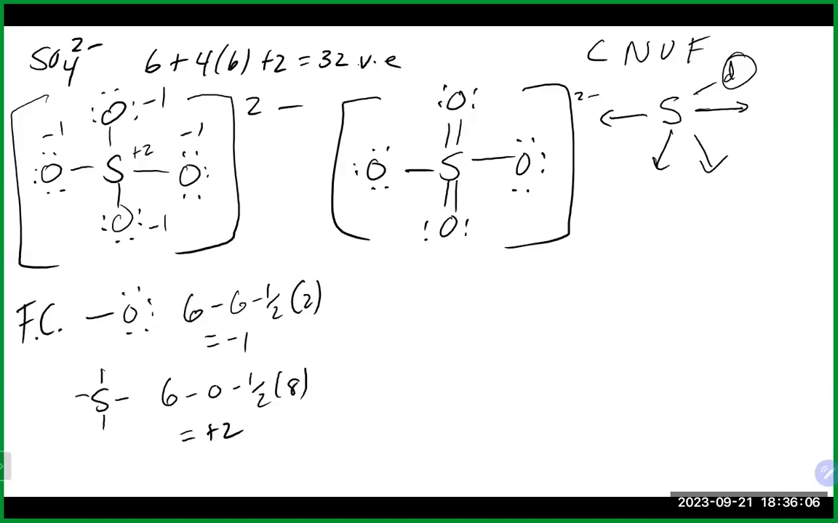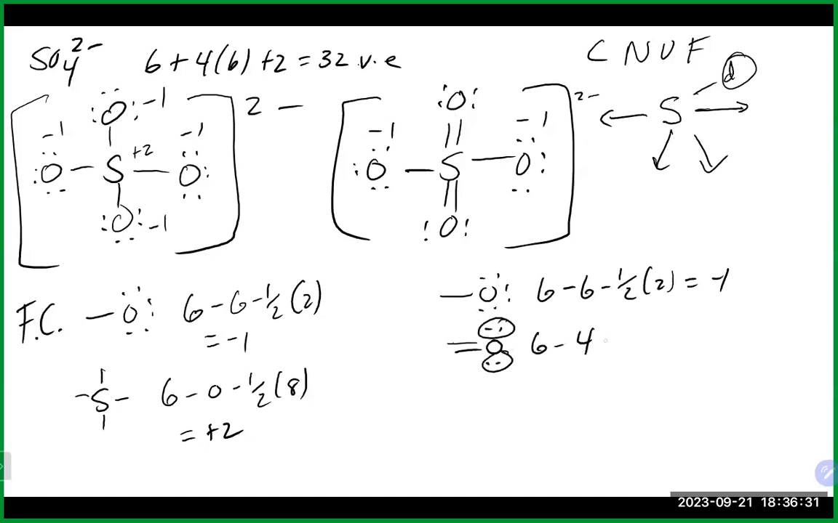So we do add up to minus 2 overall, but now we have a plus 2 on the sulfur, minus 1s on all those. Now by double bonding on the right here, our single bonded oxygen will come out the same on the right as it did on the left. 6 minus 6 minus 1 half of 2 is minus 1. Minus 1 there, minus 1 there. We will have our double bonded oxygen, which would be 6 minus 4 minus 1 half of 4, which is 6 minus 4 is 2 minus 2 is 0. So we're going to have a 0 there and a 0 there.